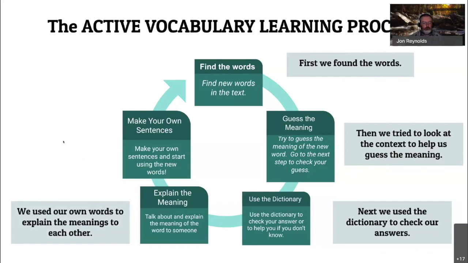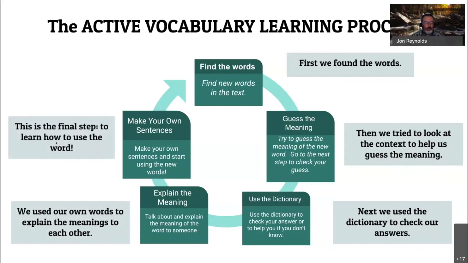Explain the meaning. So when we explain the meaning, we try to explain it to other people. That's important. If we explain it to somebody, then our brain is beginning to understand it. Okay? All right, and Vladimir, would you like to read the last one? Final step: to learn how to use the word. That's right. So we need to practice making sentences.